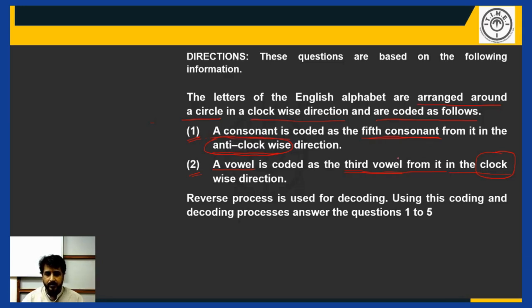So consonants are coded separately and vowels are coded separately. Consonant is coded to the fifth consonant in anti-clockwise direction. Vowel is coded to the third vowel in clockwise direction. Reverse process is used for decoding. Using this coding decoding we have to answer the 5 questions. What actually is the procedure? It's quite simple. Let us consider the English alphabet set.